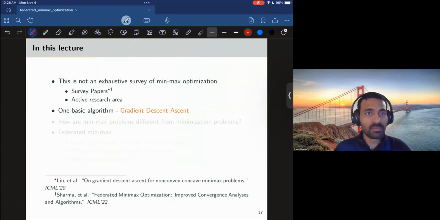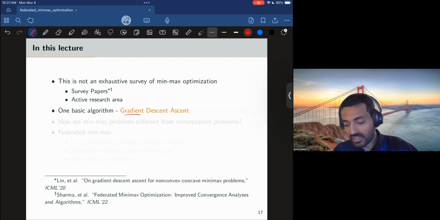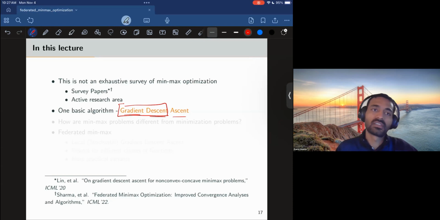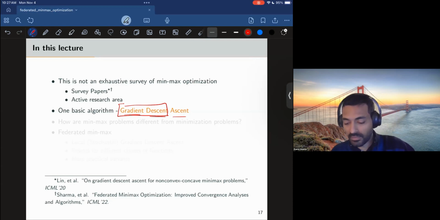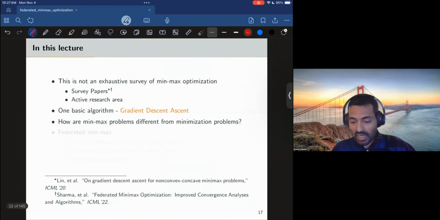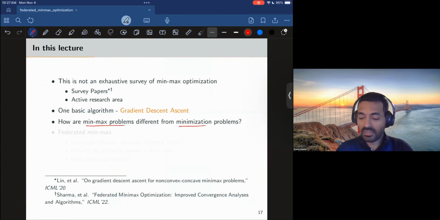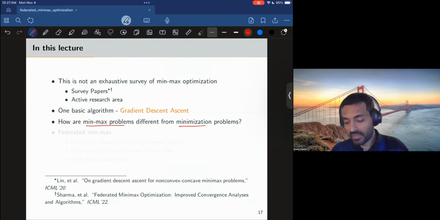I'll talk about one very basic algorithm, and that will pretty much be used throughout the lecture. I'll generalize it in several ways. This algorithm is called gradient descent ascent, and you are already familiar with gradient descent, so this is a small generalization on top of that. I'll talk about how min-max problems are different from minimization problems. It turns out in some cases these two are very similar, while in other cases they are very, very different. So it's a very interesting question in itself.